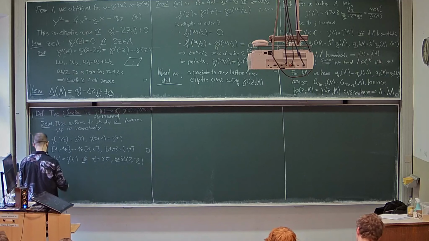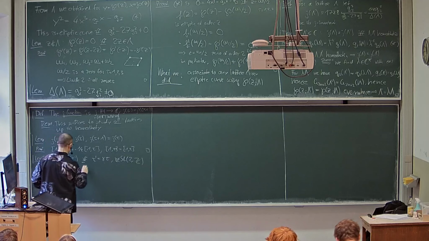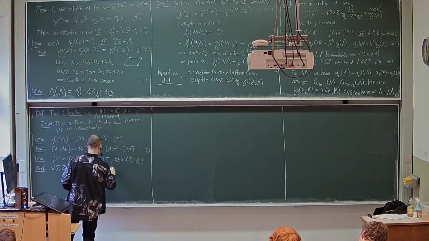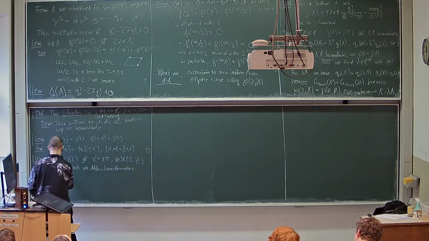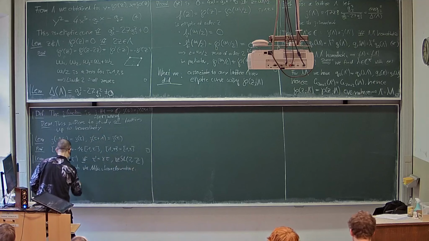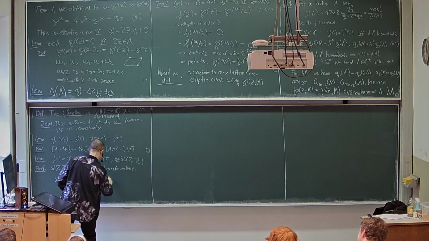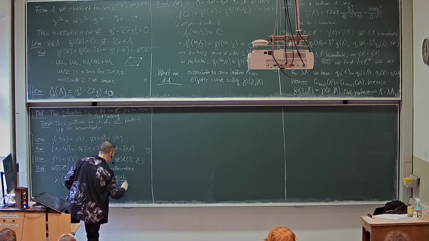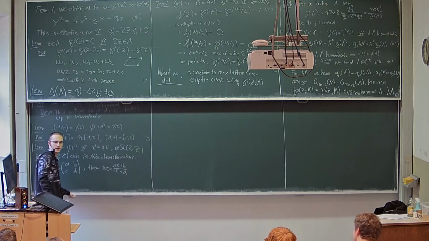Okay, the proof is the following. SL2Z acts via Möbius transformations, meaning if you have some integer matrix A, B, C, D, let's call it gamma, then gamma of tau is A tau plus B over C tau plus D. And you can check that this maps elements of the upper half plane into elements of the upper half plane.